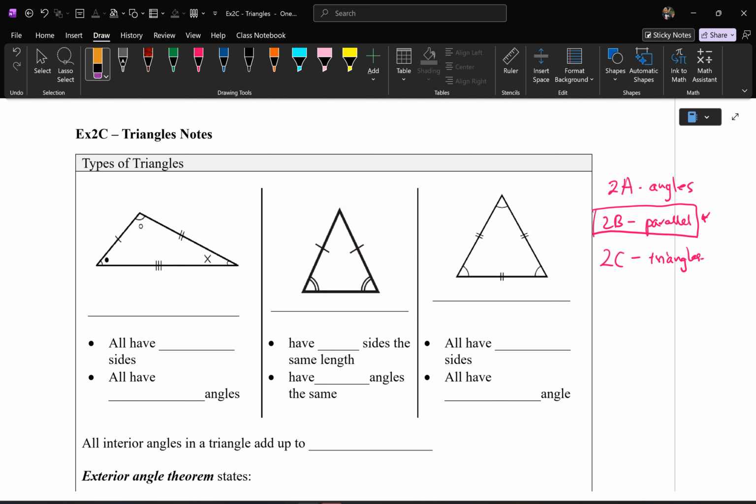Can I please have, yes, Macy? Equilateral. So we've got an equilateral triangle. What are the features of an equilateral triangle? Let's go with Harrison. What do these dashes mean?